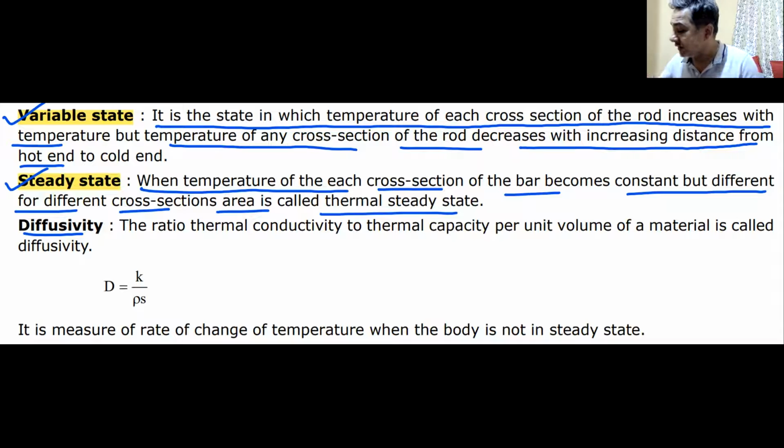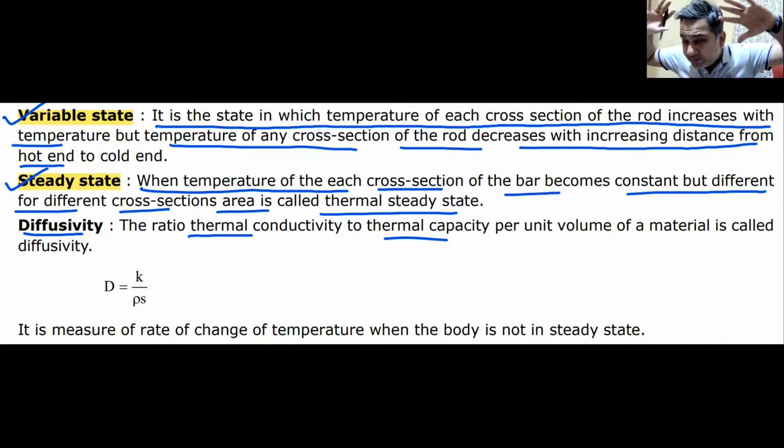What is diffusivity? The ratio of thermal conductivity, and we'll come to what thermal conductivity is, to thermal capacity. We know thermal capacity: mass into specific heat. Do we know this? MS, thermal capacity, heat capacity. The chapter on specific heat, M into S. Do we remember that?